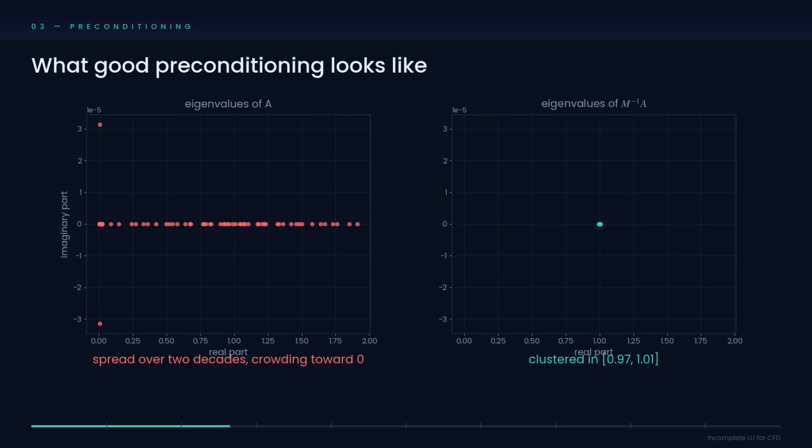Here is what success looks like, computed on a real convection diffusion matrix. On the left, the eigenvalues of A, smeared across 2 orders of magnitude, with values crowding towards 0. On the right, the eigenvalues of N inverse A using an incomplete factorization. They collapse into a tight cluster around 1. A Krylov method sees that cluster and converges fast.